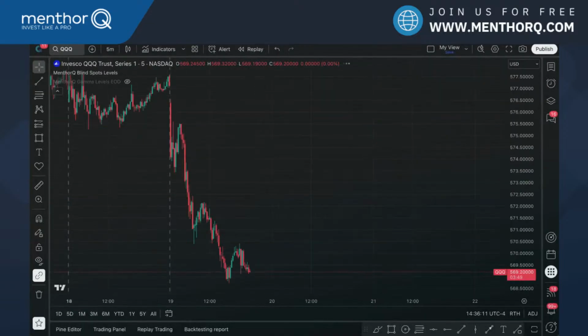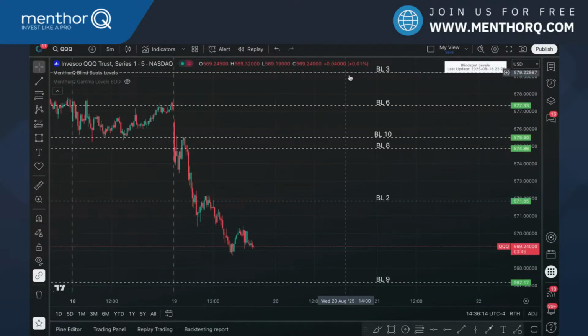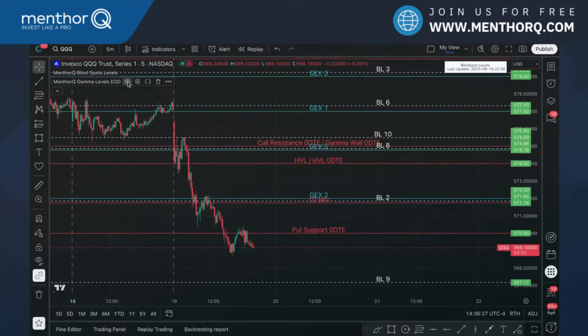Next, we can go and look at QQQ. Same thing, we open lower, we stalled around this blind spot area here, and then we went all the way down, stalled again, retested that BL2 area. And again, if we combine it with our gamma levels, this was a very important area with also our core resistance, gamma wall, and then of course here we have our 1-day minimum we broke down, and we're now at put support.